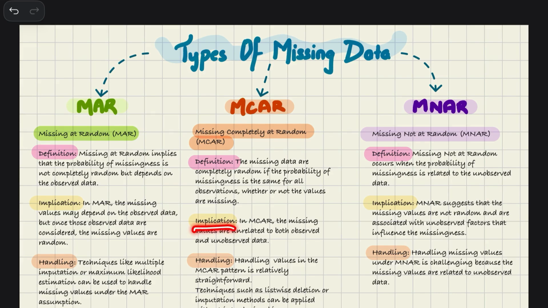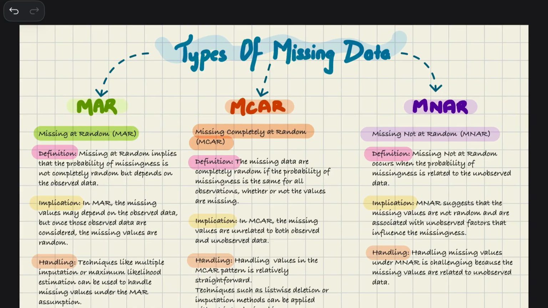So what are the implications? The missing values are unrelated to both observed and unobserved data. So we can handle these values straightforwardly, like using listwise deletion, or imputation methods can be applied without introducing bias.